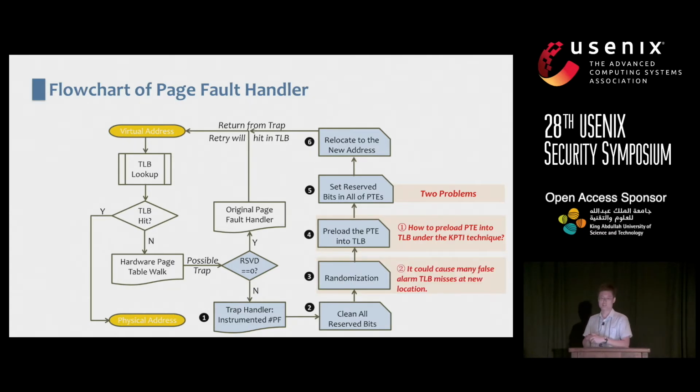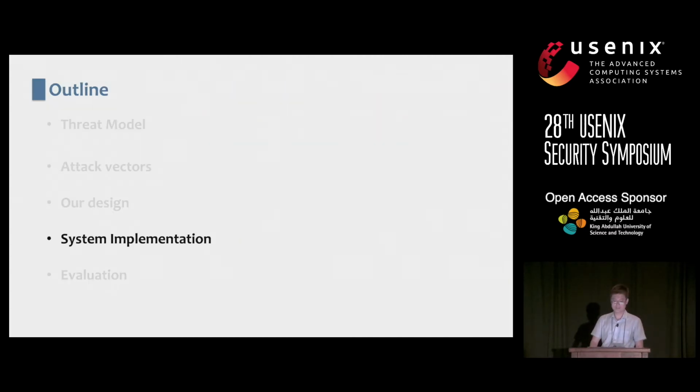The second is that it could cause many false alarm TLB misses at a new location. We know that in this flowchart, at any time there is only one PTE of the safe area loaded into the TLB. That breaks the access locality of the safe area and incurs very high performance overhead. We need to handle this. More about this is detailed in our paper. Okay, let's see the system implementation.